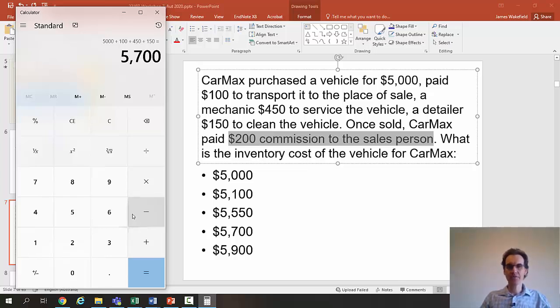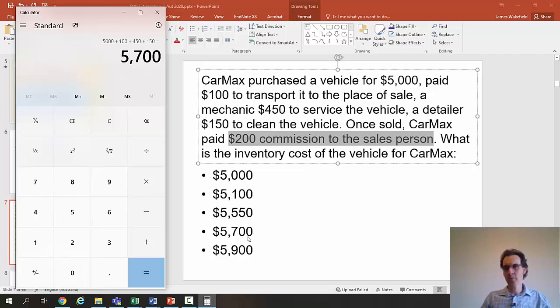Well, the answer is, when accounting for inventory, no. You do not include the cost of commission, salaries, etc. as part of the inventory cost. That is an operating expense of the business, and therefore that is reported in the operating expense section of the income statement.